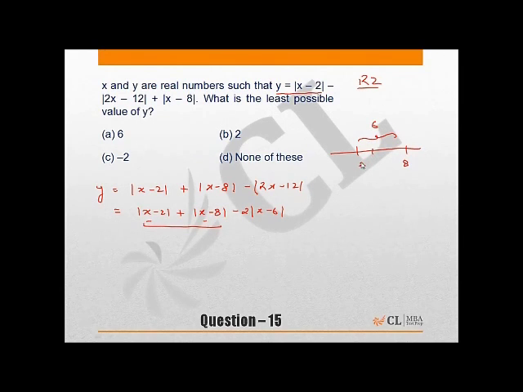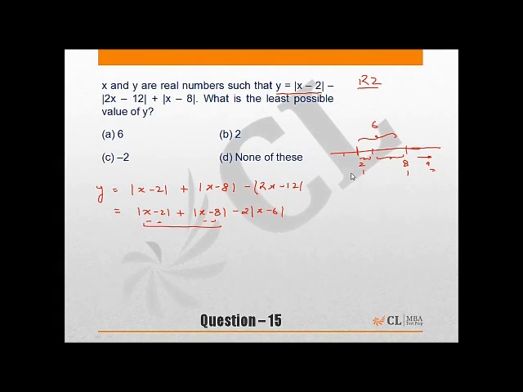Because if it is here, this is x minus 2 and this is x minus 8, and the modulus of that will be nothing but 8 minus 2 equal to 6. So this will always be equal to 6 as long as we are in this region, x from 2 to 8. What if x goes beyond 8? Let's say x equal to 9. If x is equal to 9, then what would happen? This portion will go up by 1 and this portion will go up by 1. So this will keep on increasing.